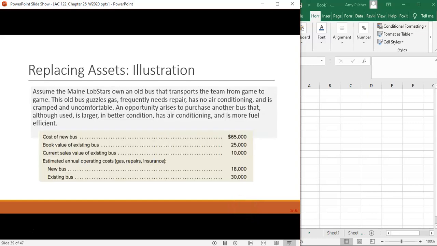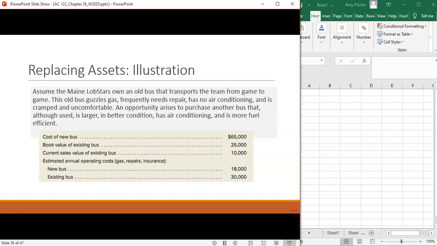So we have this example back to the baseball company where we're looking at the option of buying a new bus. So we have a bus, it's old, it doesn't have air conditioning, it needs a lot of repairs, and we found a new bus that does have air conditioning and is more fuel efficient. So we're looking at our different options. The new bus costs $65,000. We currently have a book value of $25,000 on our existing bus, but it has a sales value of $10,000. So we're going to take a loss on that sale.